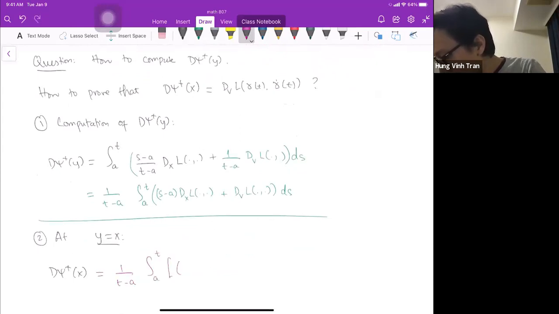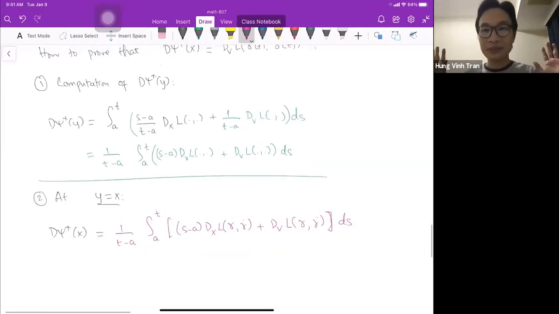Let's see, this is the integral of (s minus I) dxL of gamma dot plus dvL of gamma dot ds. Okay, again, nothing, right? This is just that. Now recall that gamma is a minimizer. I'm now going to use the Euler Lagrange equation, right? That's something we haven't used.